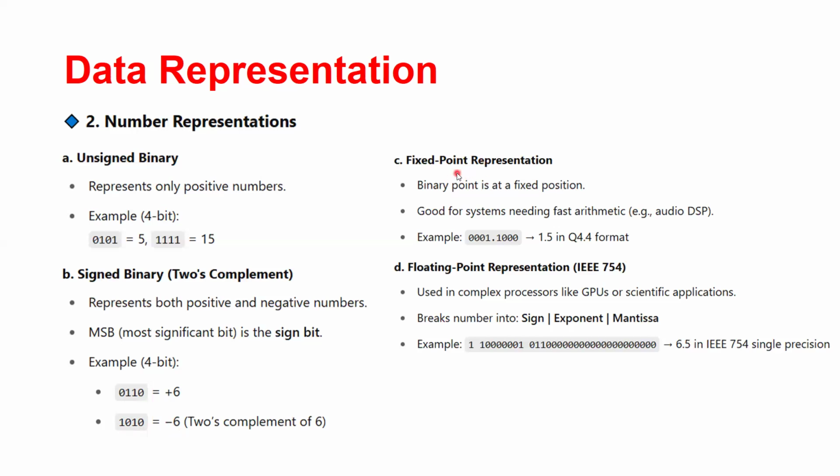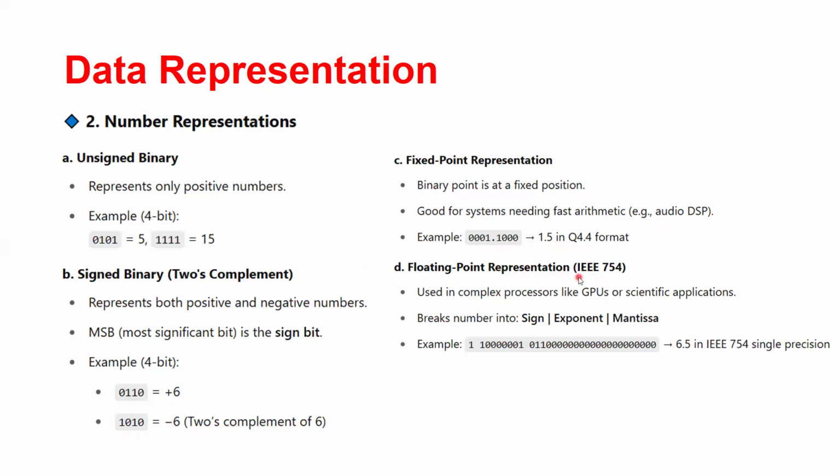You have fixed point representation. So the binary point here is at a fixed position. This kind of number representation is good for doing fast arithmetic. For example, you are designing an audio DSP, digital signal processing IC. An example here is 0001.1000. That tells us it is 1.5 in Q4.4 format.